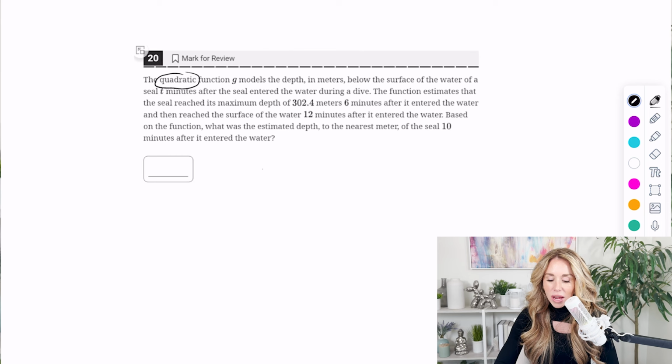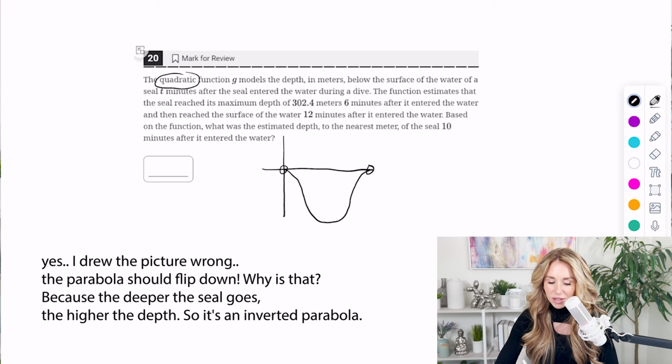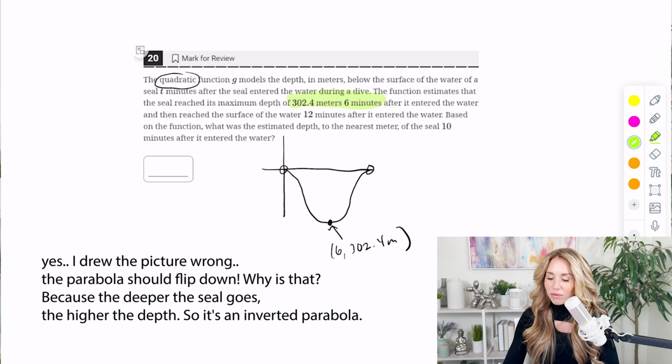Okay, so if we had a graph, essentially what's happening is the seal starts here at the surface. It's going to dive down and hit a depth, and then it's going to come back up to the surface. So they're saying at this depth, 6 minutes later at 302.4 meters, that's where it hit its lowest point. That's the vertex, guys. So when I'm given this in vertex form, or when I'm given a point in a vertex, I want to put it in vertex form.